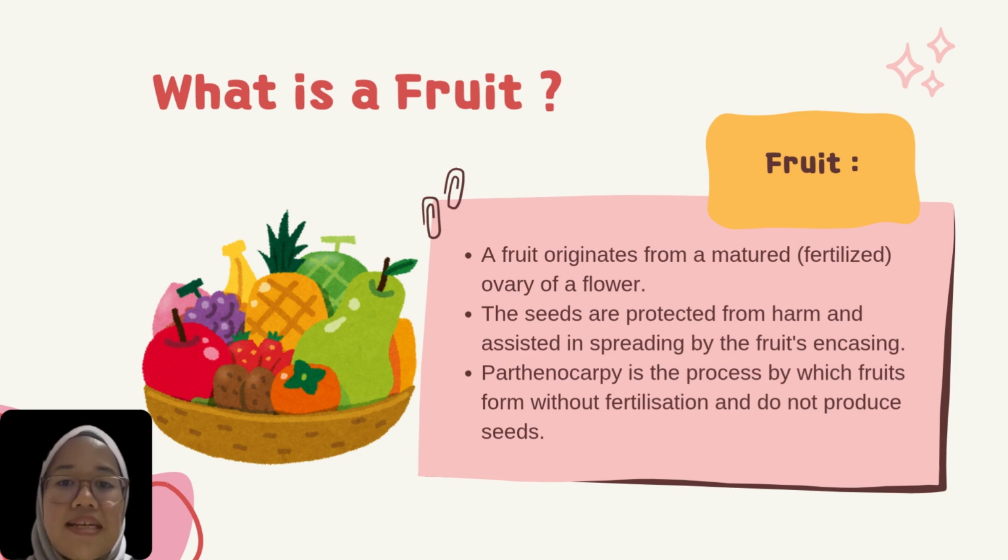And for seedless fruit, parthenocarpy is the process by which fruits form without fertilization and do not produce seed. For example, seedless bananas and some citrus varieties.